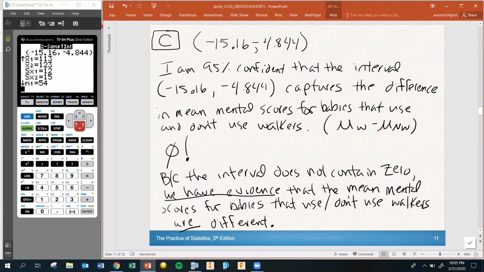In fact, I could even say this, because the order that we subtracted in was this order, and when I do that subtraction, I'm getting negative results here, that must mean that this mean score for the babies that use walkers, we have evidence it's actually lower than the mean score for babies that don't use walkers. Because if I subtract these and I get a difference of negative 15 up to almost negative 5, then that's telling me that these babies that use walkers, we think their mean score is anywhere from about 15 points lower to almost 5 points lower than the mean mental scores of babies that do not use the walkers, okay?